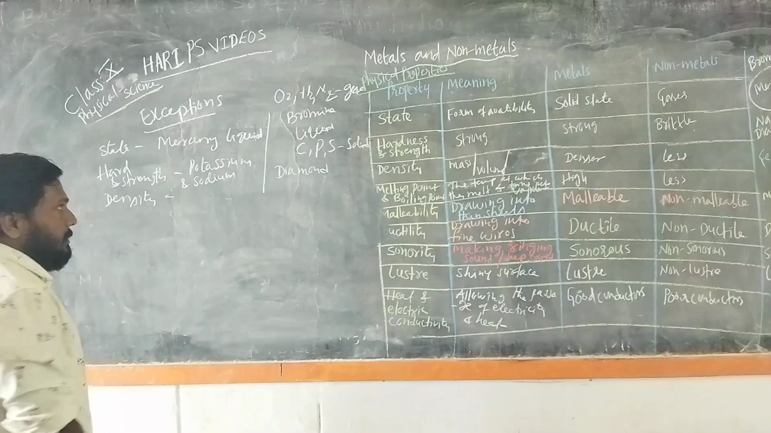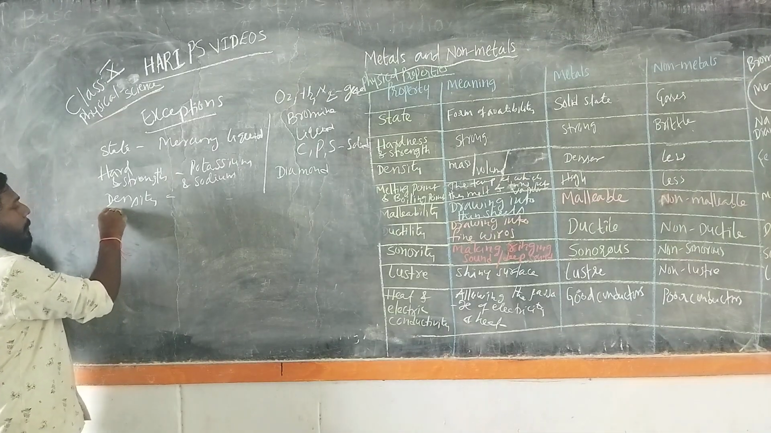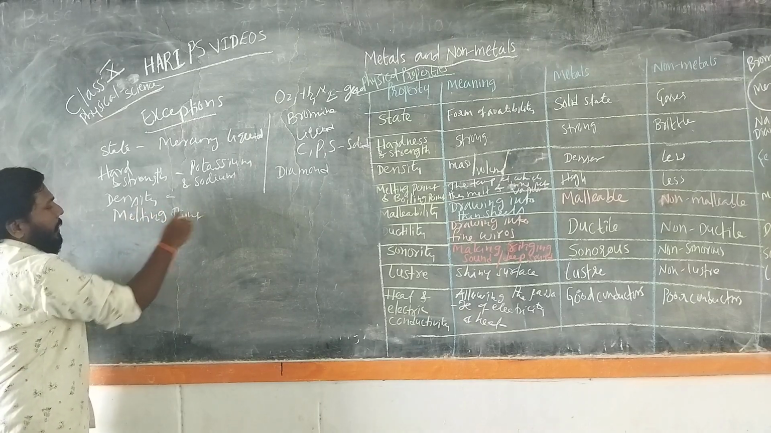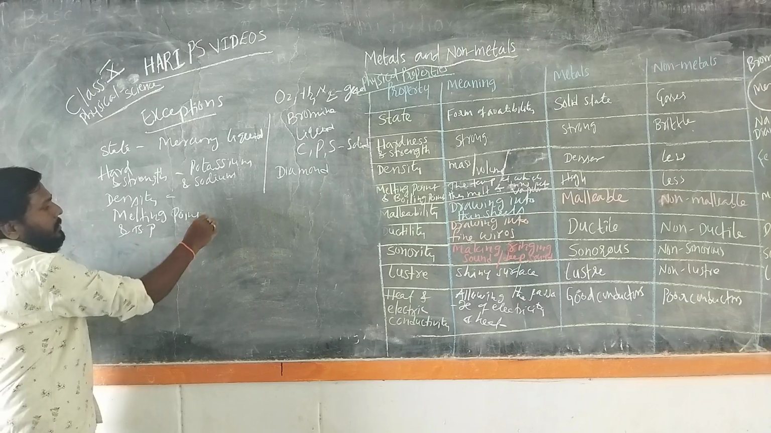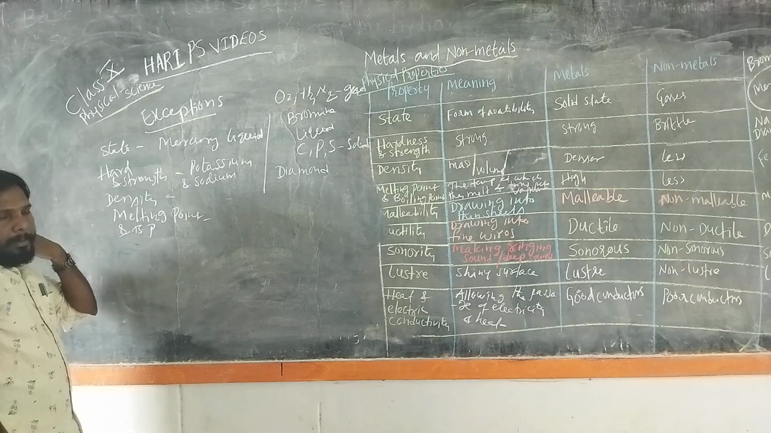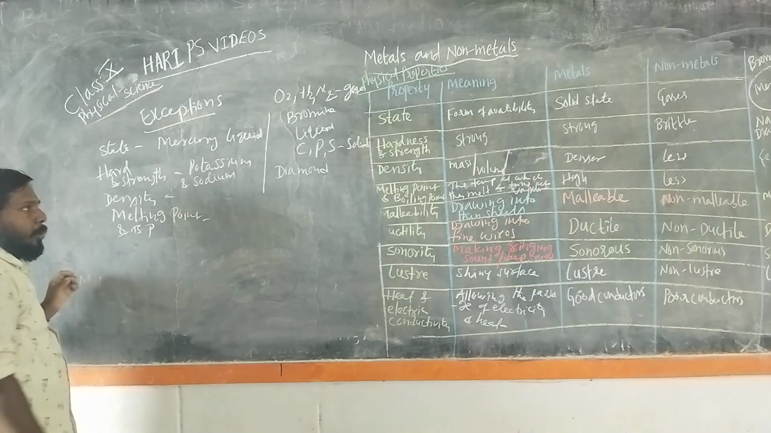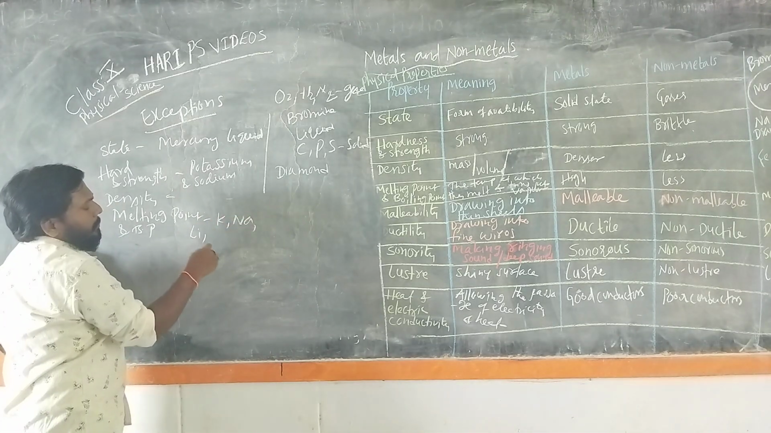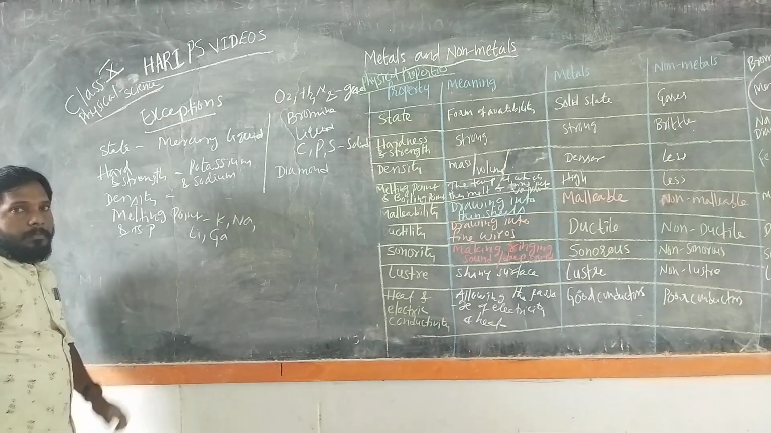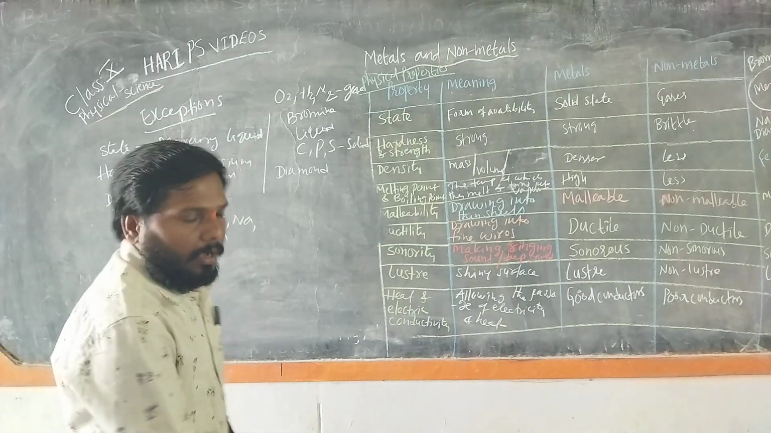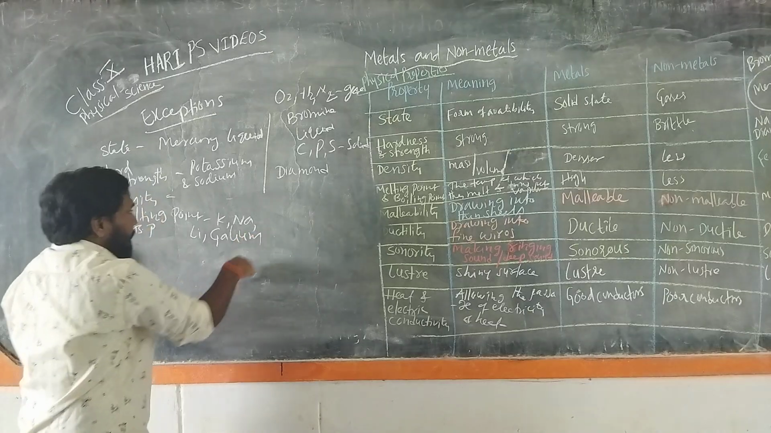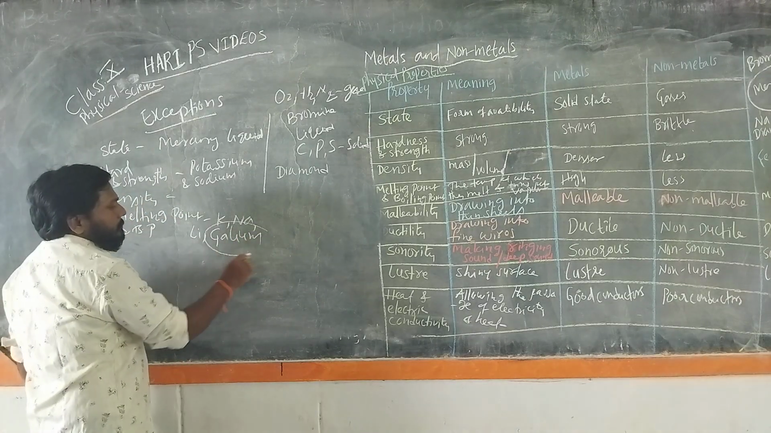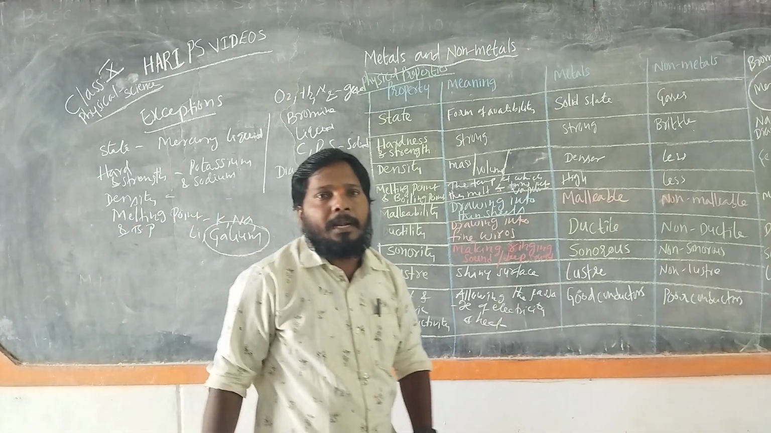Non-metals are low density substances. Then coming to melting points and boiling points, generally metals have higher melting points and boiling points, except potassium, sodium, lithium and gallium, which have low melting points and boiling points. Gallium has a very low melting point.